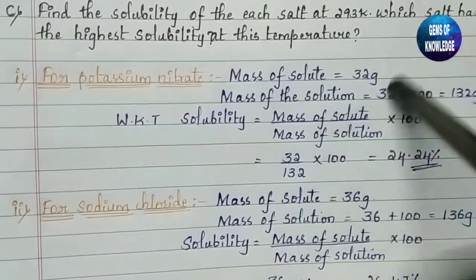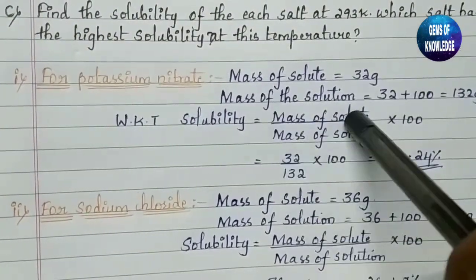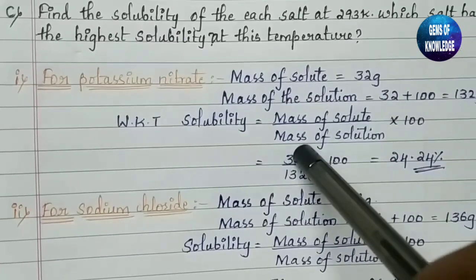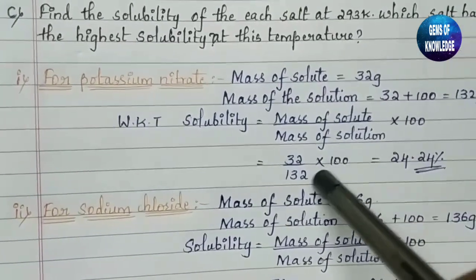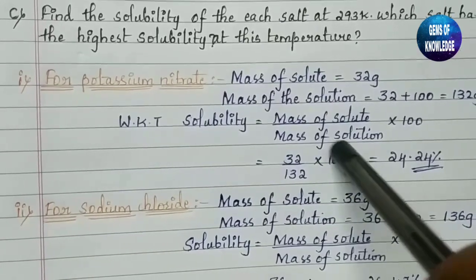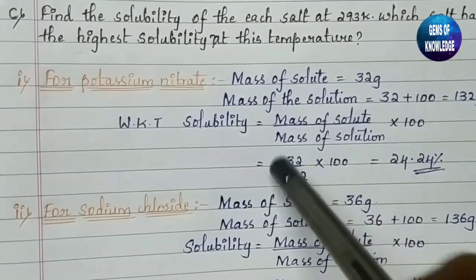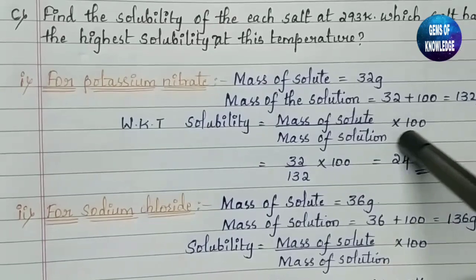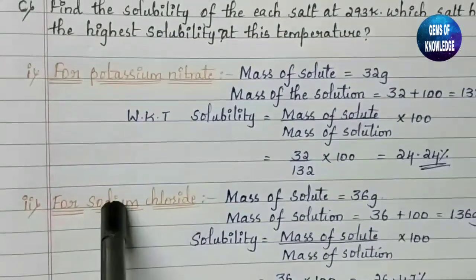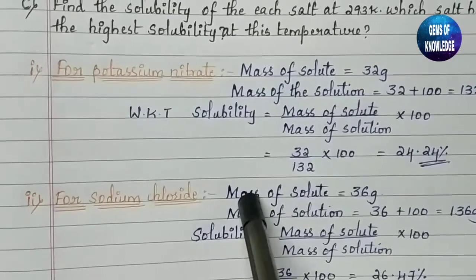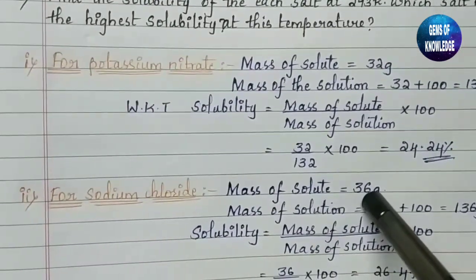So let us substitute into this formula. What is the mass of the solute? It is 32 grams divided by the mass of the solution, 132 grams, multiplied by 100. So after dividing and multiplying, we will get the answer as 24.24%. Okay. Similarly for sodium chloride, the mass of the solute is 36 grams.